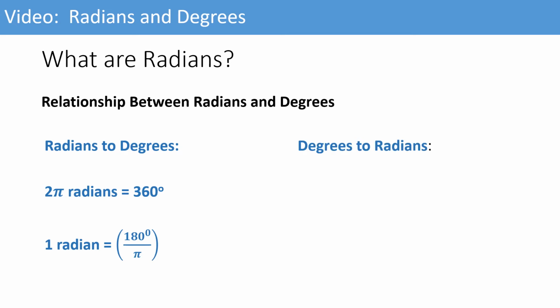Degrees to radians. 360 degrees is equal to 2 pi radians. 1 degree is equal to pi divided by 180 radians. Again, an important piece of information.